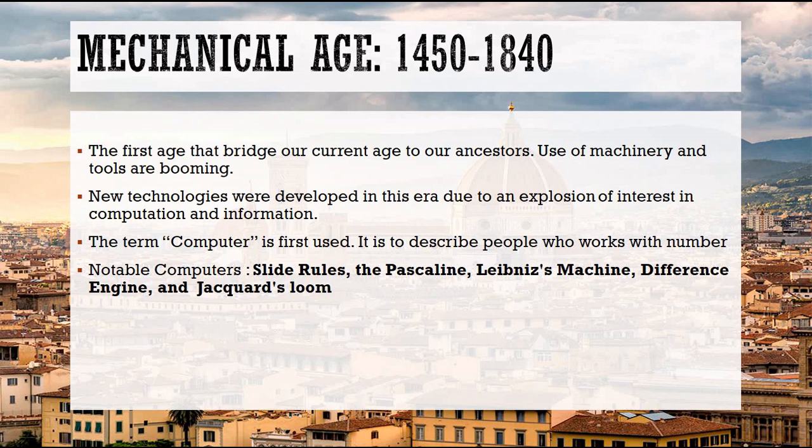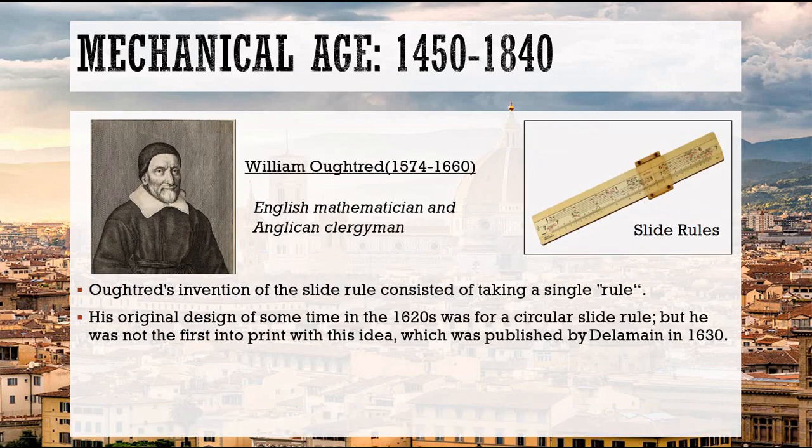The notable computers are the slide rules, the Pascaline, Leibniz machine, difference engine, and Jacquard loom. William Oughtred is an English mathematician and Anglican clergyman who invented the slide rule. His original design, sometime in the 1620s, was for a circular slide rule, but he was not the first into print with this idea, which was published by Delamain in 1630.